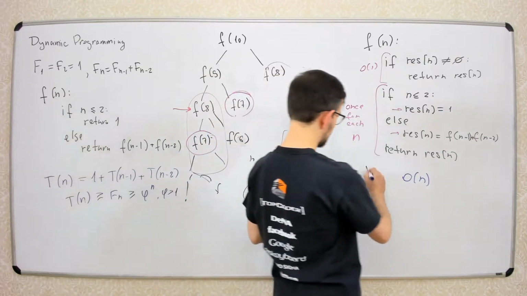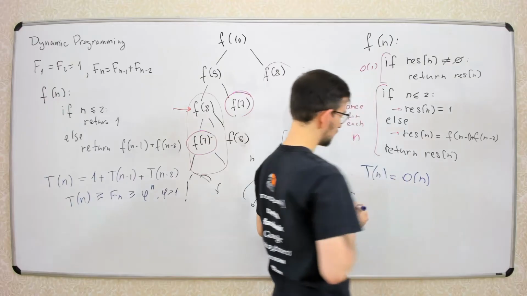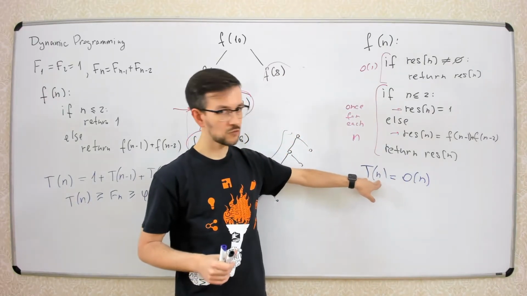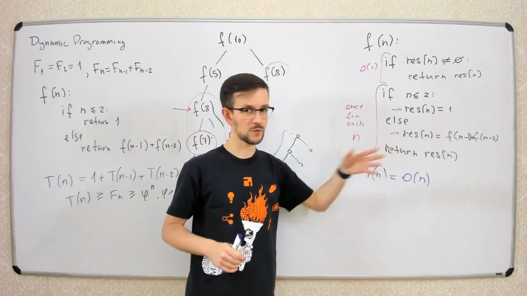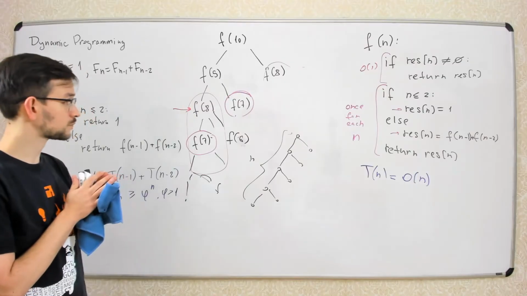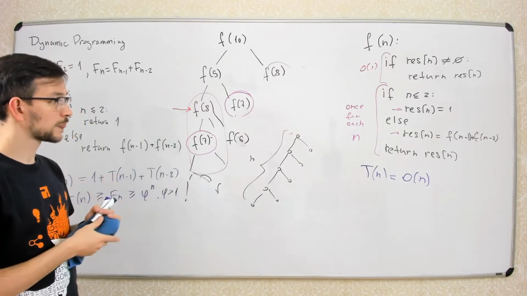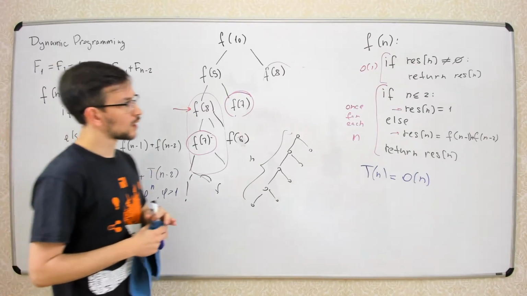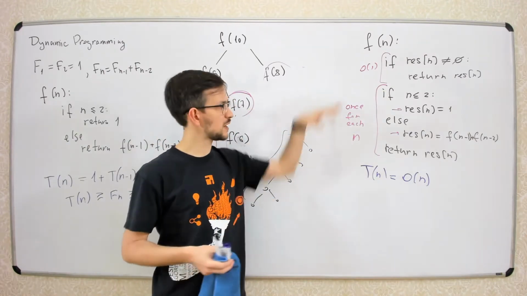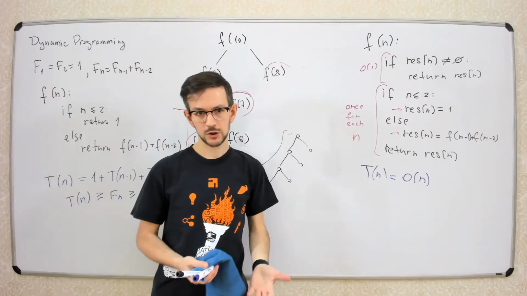Oh, it's T of n equal to... So the time we need to spend for this number n is linear in the number n. Okay, that's all. Now, this program is a little bit overcomplicated. We can do the same thing without any recursion.